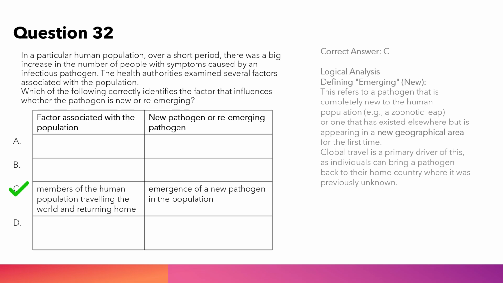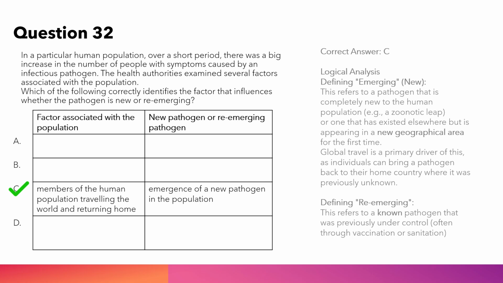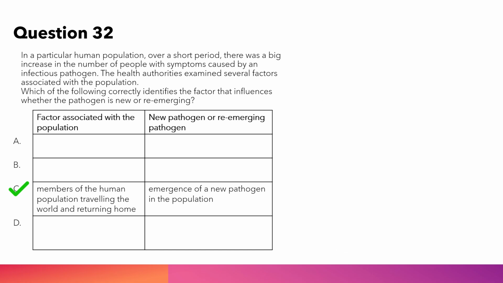Global travel is a primary driver of this, as individuals can bring a pathogen back to their home country where it was previously unknown. Defining re-emerging: this refers to a known pathogen that was previously under control, often through vaccination or sanitation, but is now increasing in incidence again.